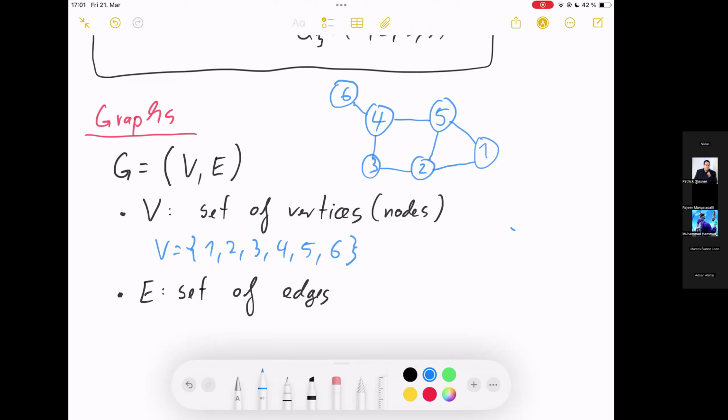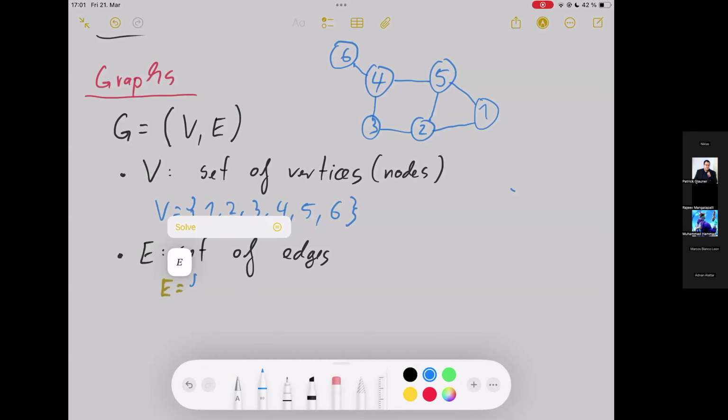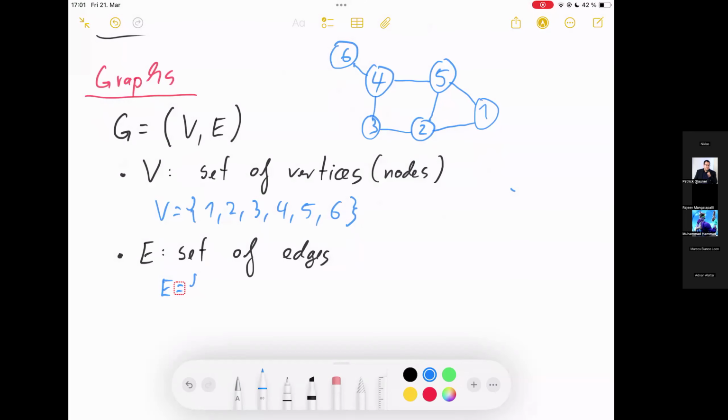And I will write this down for our sample graph here, that E is a set, first of all. And in there, we have connections. But as you can see, there's no directions in our graph. So 1 is connected with 2, but 2 is also connected with 1. So there are no directions. Later we will have directions, but for now, we will just look at the simplest graphs.